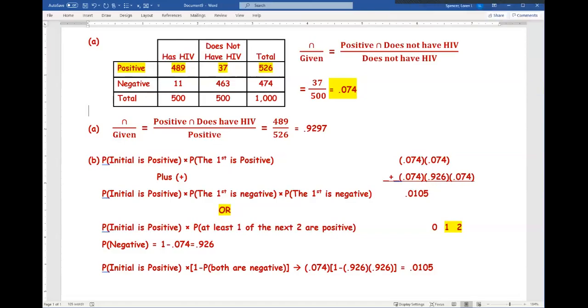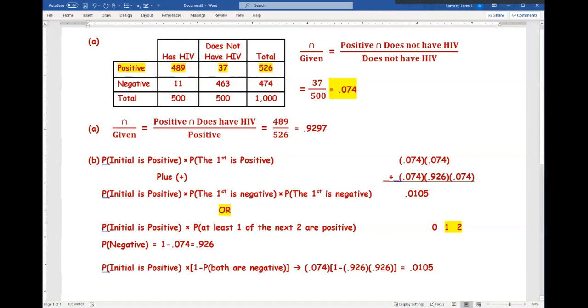Okay, so we're looking at the HIV, and we look at this table, and we see there's 526 who tested positive, and of those 526, 37 of them really don't. So that gives us a probability of 0.074. So that's a pretty easy way to solve that problem.